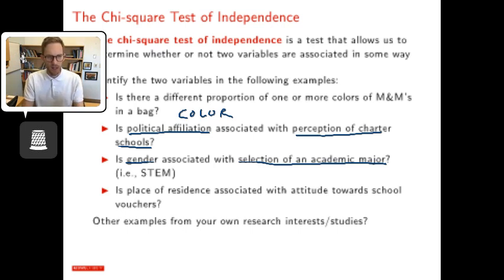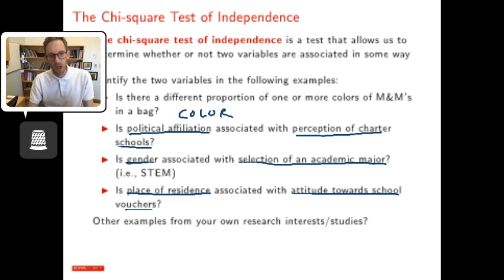All right, is place of residence associated with attitudes towards school vouchers? Place of residence might be urban, suburban, or rural, for example. And then the other variable would be attitudes towards school vouchers. Again, categorical. Do you not like them? Do you really like them? Is it some Likert scale? Is it ordinal? And then what degree is that?